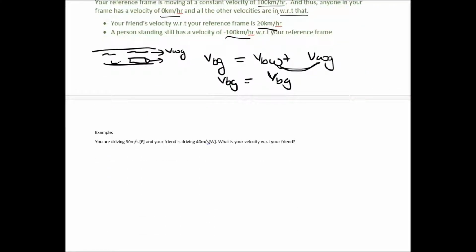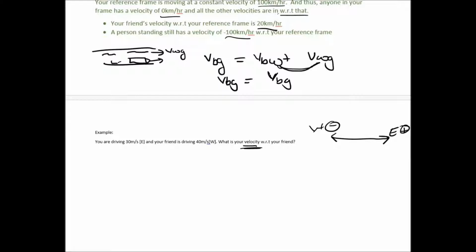So let's do another example. You're driving at 30 meters per second east. Your friend is driving at 40 meters per second west. And what is your velocity with respect to your friend? So let's just say east is positive, west is negative, and let's use the same concept here. We want to find your velocity with respect to your friend.